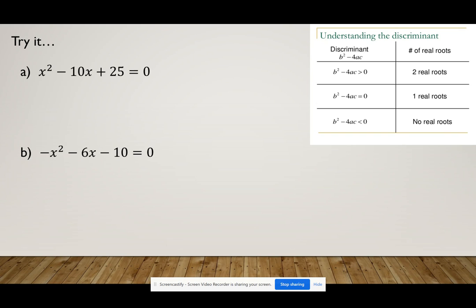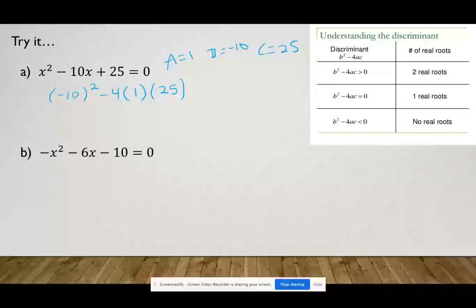Okay, in part A equals 1, B equals -10, and C equals 25. So when we substitute those in, we get -10 squared minus 4 times 1 times 25. Okay, negative 10 squared is negative 10 times negative 10, which is 100. And then negative 4 times 1 times 25 is negative 100. So our discriminant is 0. So this one has no solutions.